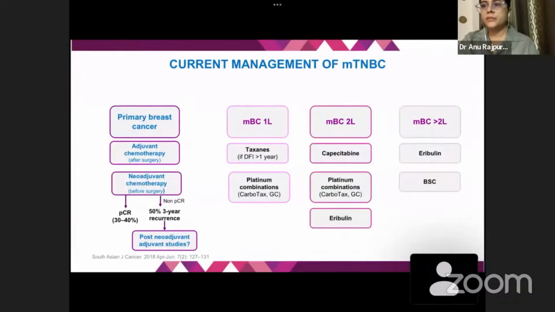So what is the current management of TNBC? As we all know, if it is localized primary breast cancer, we have adjuvant chemotherapy after surgery or neoadjuvant chemotherapy before surgery. And then there are some options for post-neoadjuvant chemotherapy also. But if we come to metastatic TNBC, in first line, we have taxanes and platinum-based combinations. In second line, there are capecitabine, then again platinum-based combination, and eribulin. In third line, we have only eribulin and best supportive care.